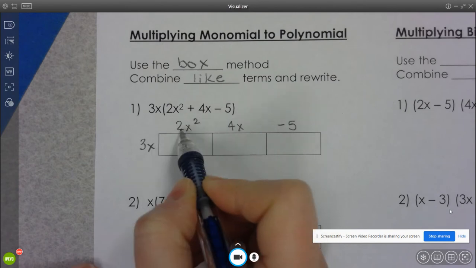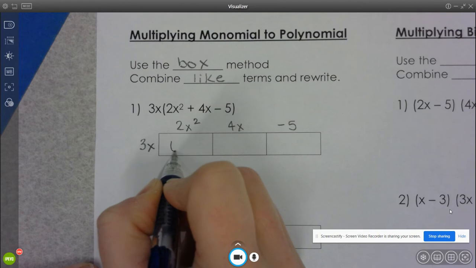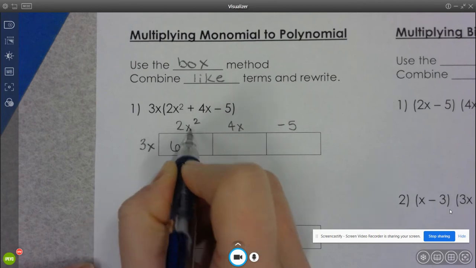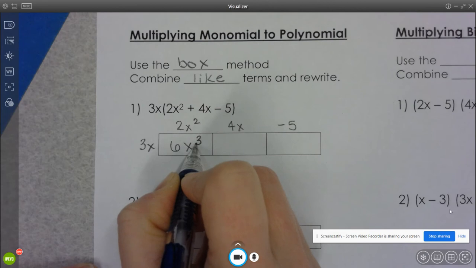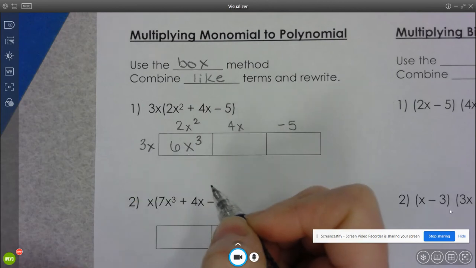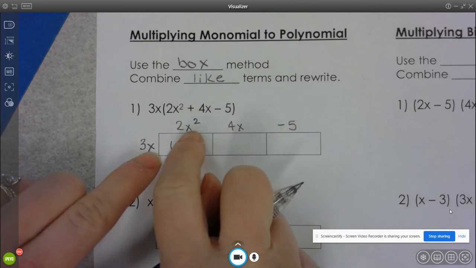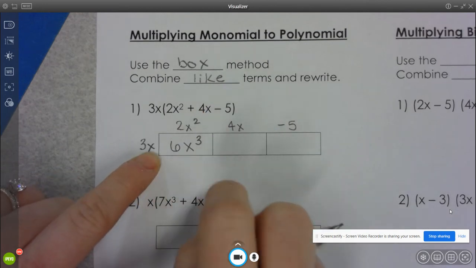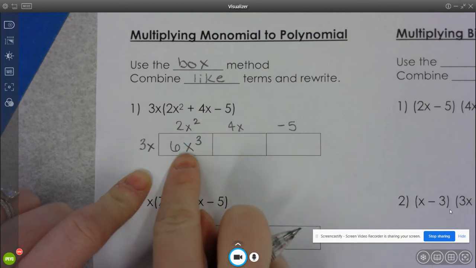So 3x times 2x squared, multiplying coefficients gives me 6. x times x squared is going to give me x cubed. This is where my exponent is changing because I'm doing x by x squared. So technically the area of this box is what we're representing by 6x cubed.